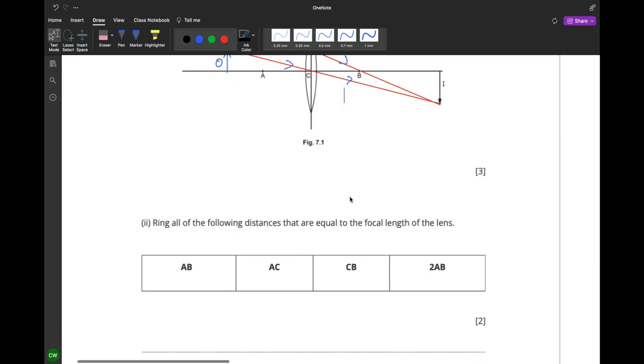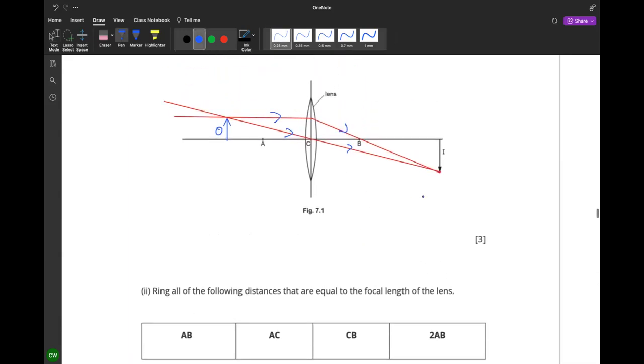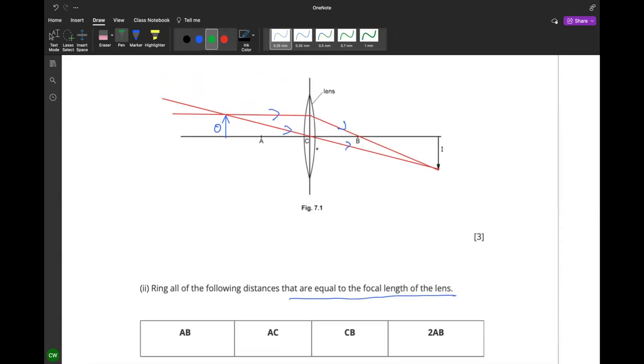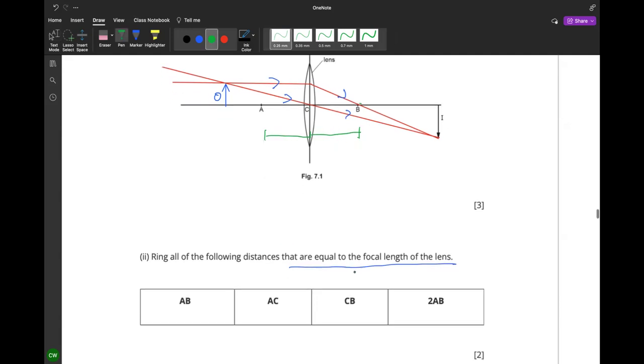So where is the focal length? I think you should know which part is equal to the focal length of the lens. So this point to this point is called focal length, right? This point to this point is also called focal length. So no other answer, right? So this is the first focal length, and this is another focal length. Okay or not?